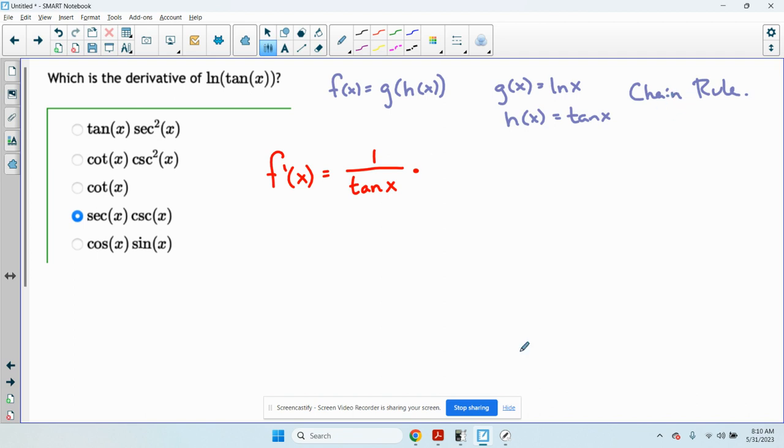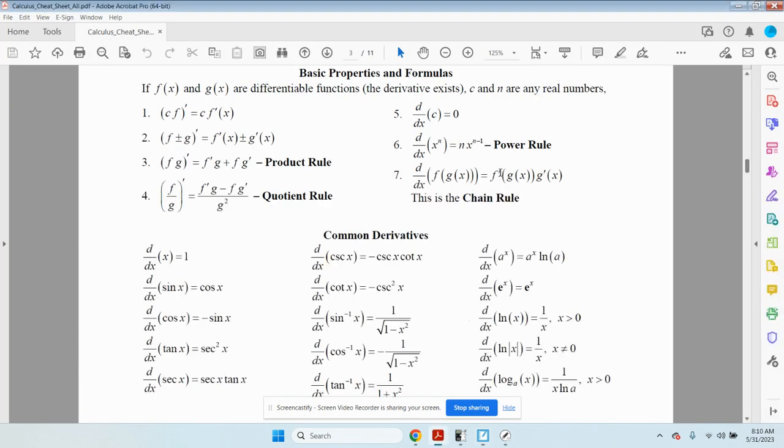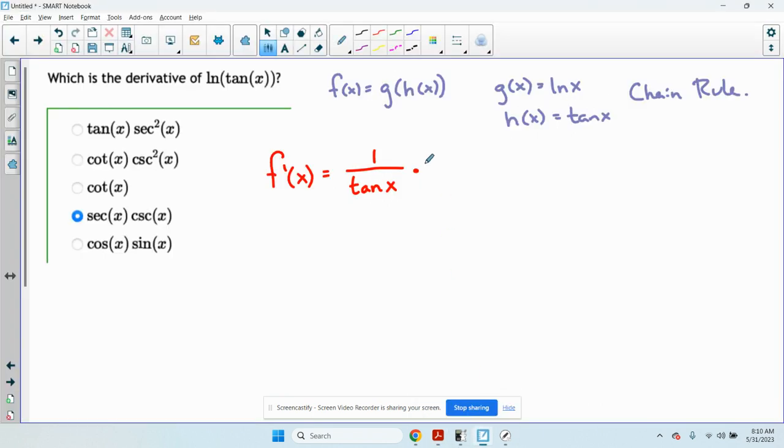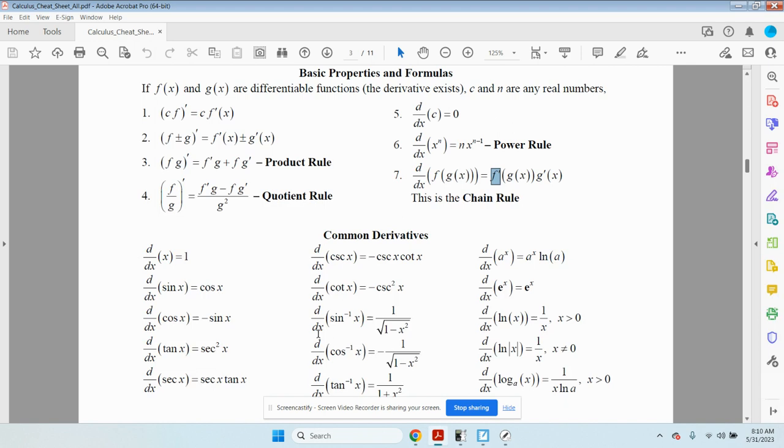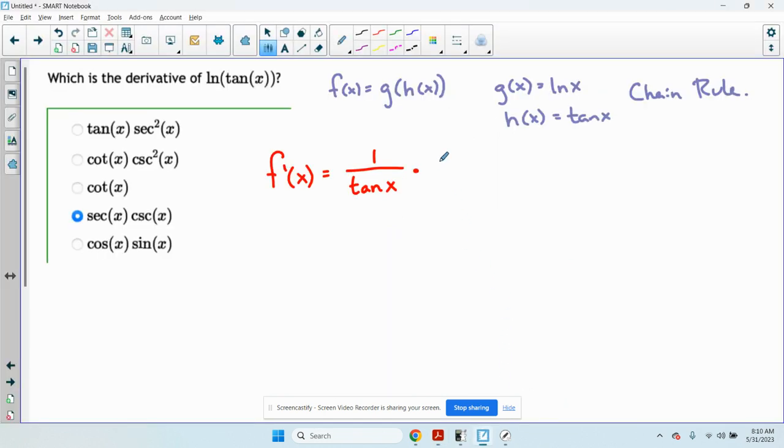times, this is by the chain rule, which again is also on the formula sheet, I took the derivative of the outer function, leaving the inner function the way it is, times the derivative of the inner function. Now I have to multiply this thing by the derivative of tan x. Derivative of tan x is secant squared x.